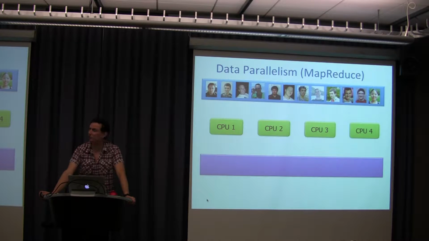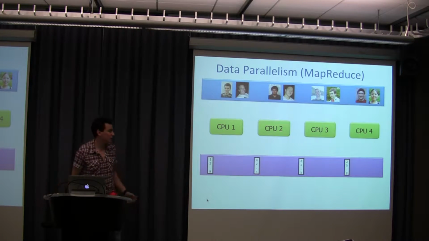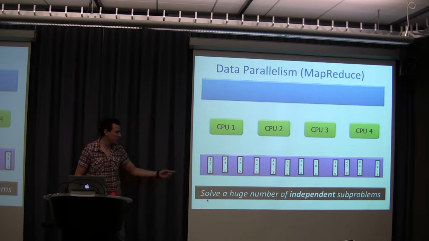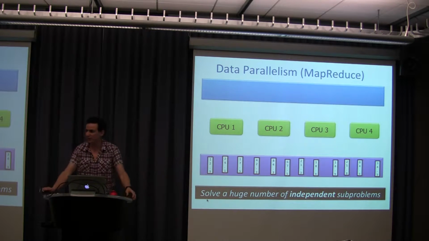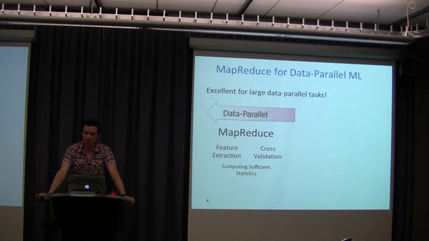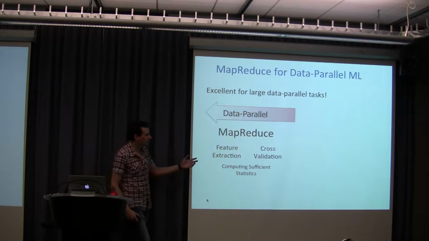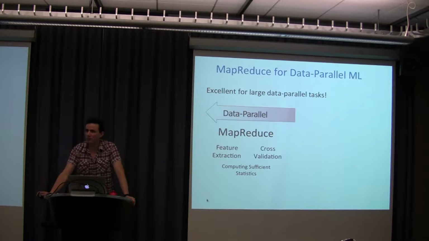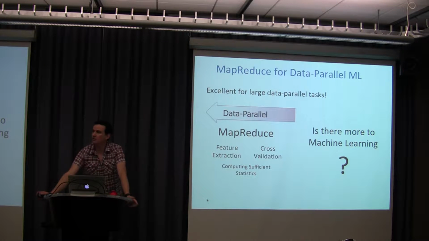This is an abstraction which is very good for data parallel tasks. So let's say I have a ton of images from Flickr, and I want to extract faces from each image. So I can just independently feed an image to a particular CPU and do some computation, extract some features, and do some local classification. So this approach is good when the problem is easily broken into independent subproblems. And the question that we ask is, when is this useful? When is this enough? And for things like extracting features in images, doing cross-validation, computing sufficient statistics, that kind of MapReduce architecture is quite good. But one fundamental question is whether there is more to machine learning.